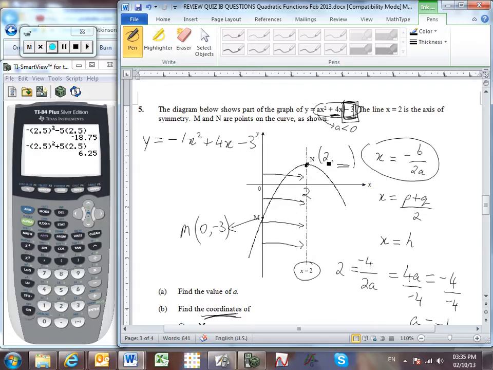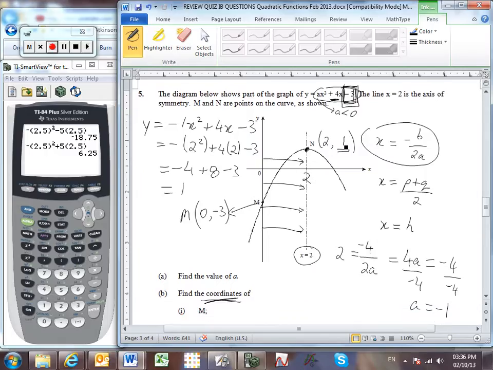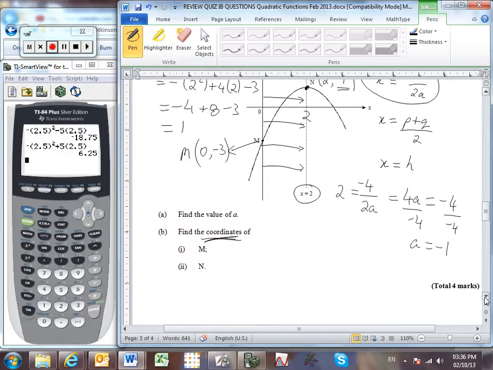So if I just typed the x equals 2 into this function right here, well then it should give me the corresponding y-coordinate, and then I would have the coordinates of n, the vertex. So I'm doing the negative of 2 squared plus 4 times 2 minus 3, gives me negative 4 plus 8 minus 3, which gives me a value of 1. And so the coordinates of n then must be when x is equal to 2, y is equal to 1.